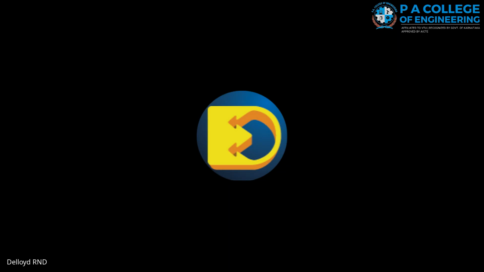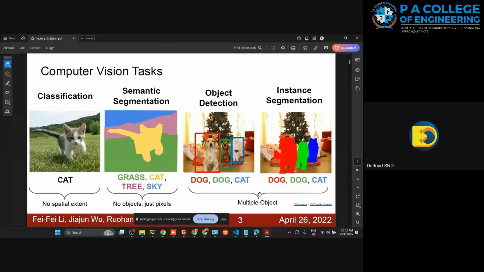So I'm referring to slides from the Stanford course CS231n, 2017. Okay, so already we have seen what is classification and what is object detection. Now let's focus on segmentation. So what is segmentation? In simple terms, in object detection I need to do it through a bounding box, right?